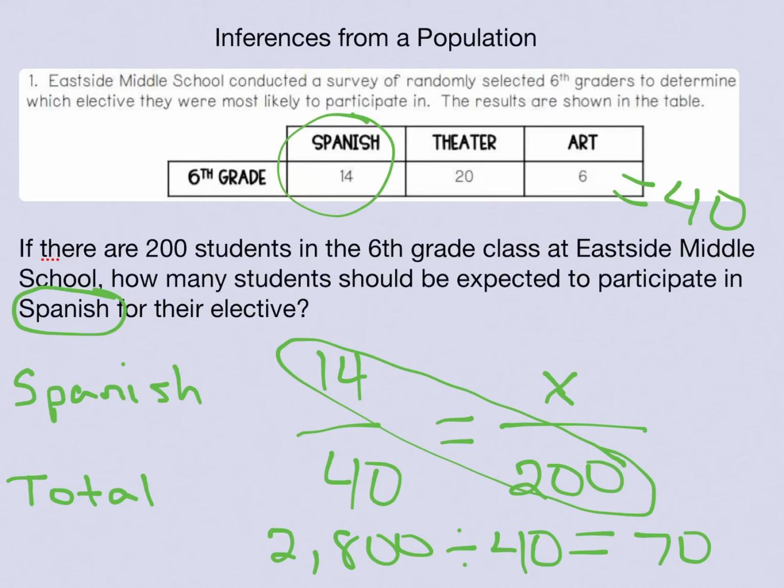So when looking at a population and making inferences about a sample, you may make predictions. You may just evaluate statements to see if they're true or false. But either way, these are some tools that you can use to help you with that.